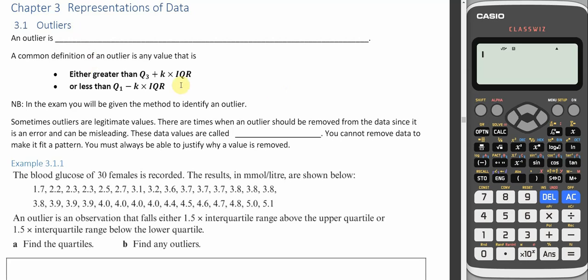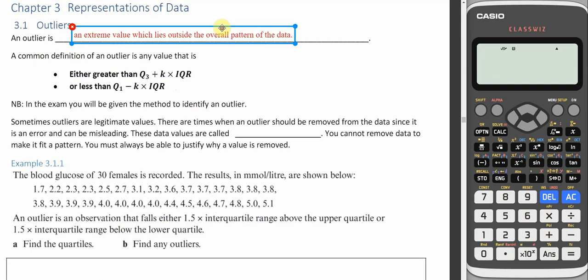Right, chapter 3, representations of data. First section, 3.1, outliers. You need to know what an outlier is. So when we're talking about data and we talk about values that are outliers, you need to know exactly what we're talking about. So please fill in the gap in your notes.